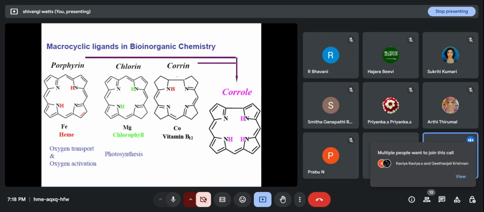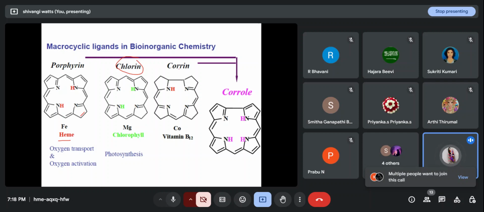This is the corrin system. In heme, there is a porphyrin system, which is more conjugated. In chlorophyll, this is the chlorin system. And in vitamin B12, this is the corrin system. So porphyrin is more conjugated.